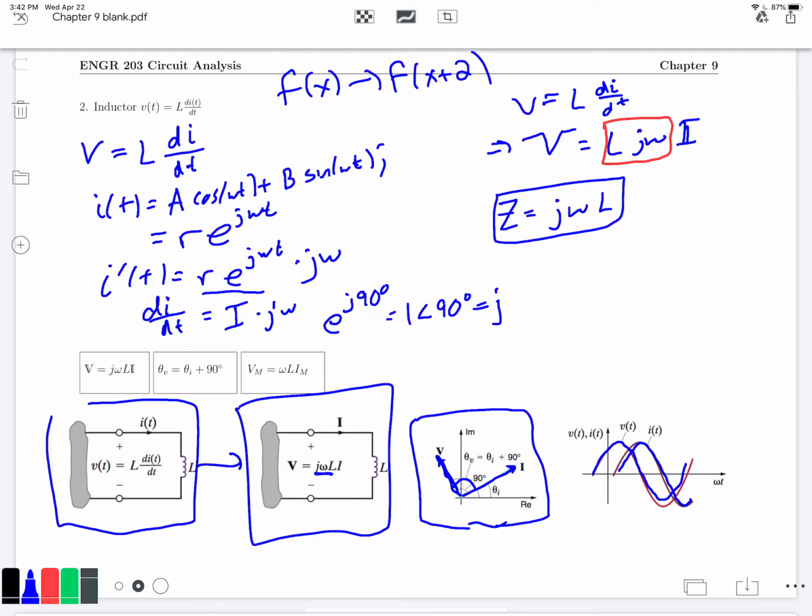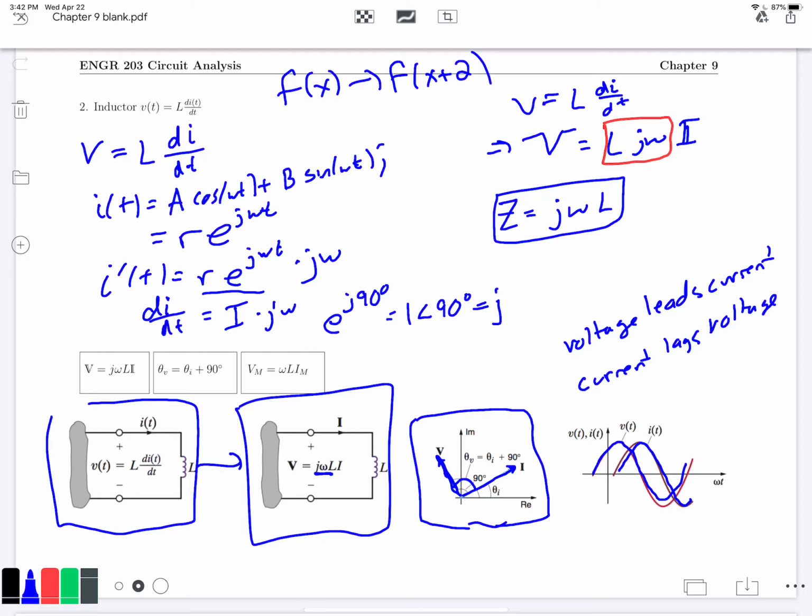Now, we say that the voltage leads the current. Or we might also say that the current lags the voltage. So these are just ways that we talk about the same thing here. But just remember that for an inductor, the voltage leads the current.